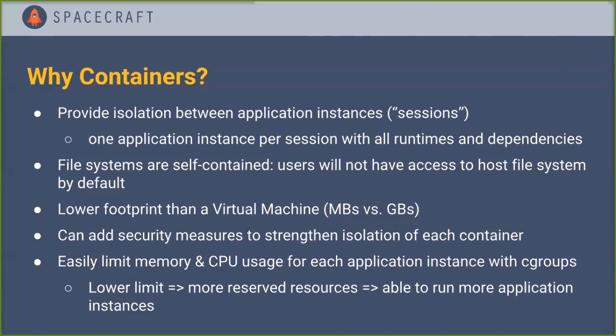And we can also easily limit the memory and CPU usage for each instance, each container, with C groups. And C groups are just short for control groups. So when you create a container, you can say, I want this container to use no more than 100 megabytes of memory and at most 20% of CPU from my server. And so then, no matter what is happening in that container, no matter what code is being sent by the user, whether it's an infinite loop or something intensive with computation, it's not going to hog resources away from all the other sessions.